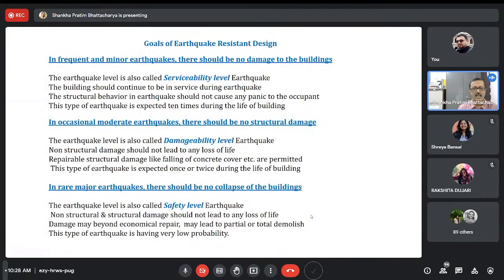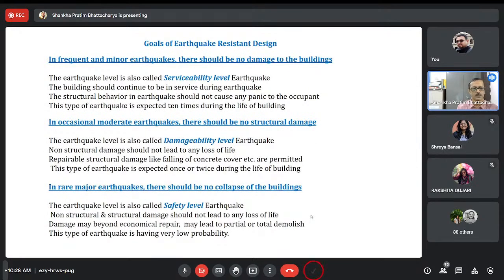Non-structural and structural damage should not lead to any loss of life. So I'm expecting some damage. Even I am expecting some structural damage also. Okay. But that should not lead to collapse of the building like a pack of cards, and that should not lead to any loss. See the third line.